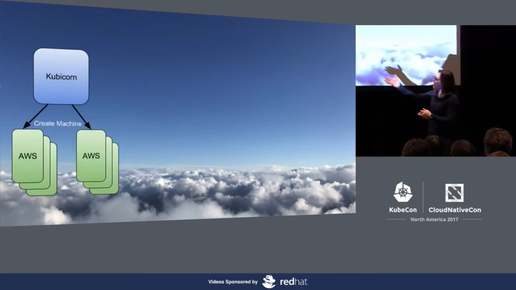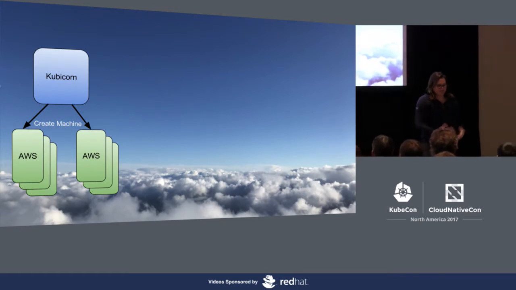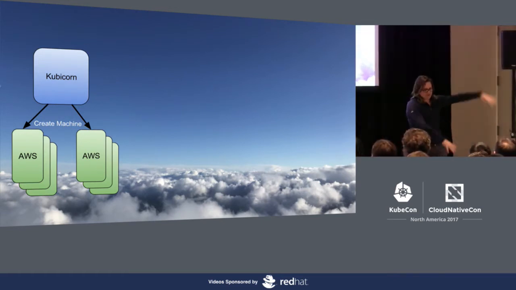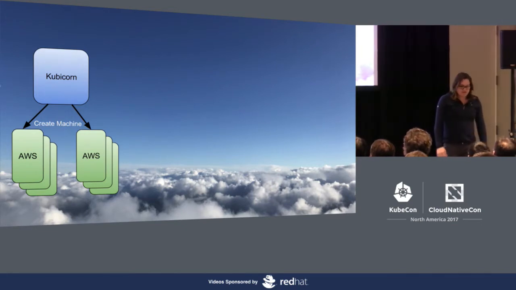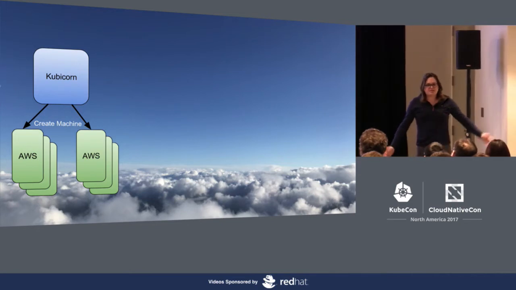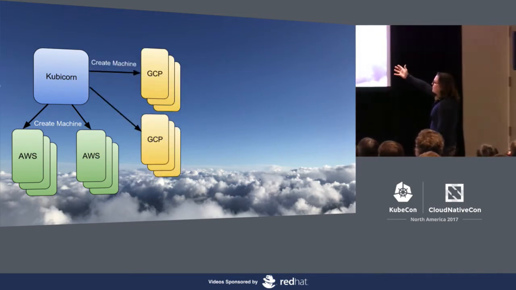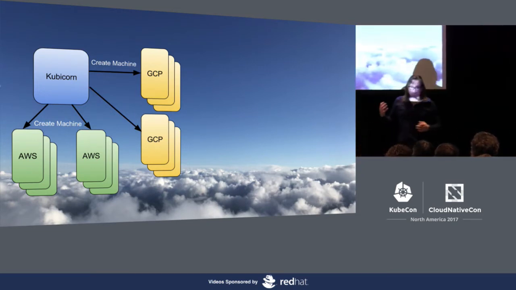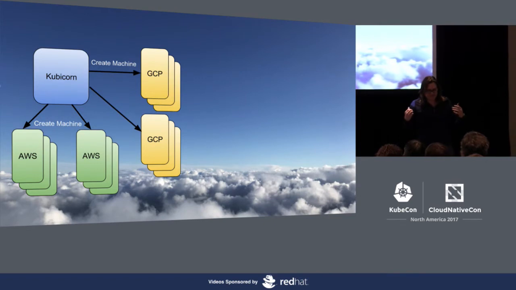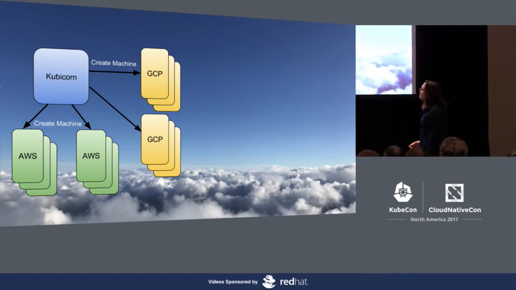So in this example, we're going to take Kubicorn, and using the Kubicorn API that only matters to Kubicorn, we're going to create some resources in Amazon. These resources could be virtual machines, load balancers, subnets, security groups, whatever. Also, we want to create some stuff in GCP. This is another exercise of learning Kubicorn and creating stuff in GCP using the Kubicorn API that only matters to this one piece of software.